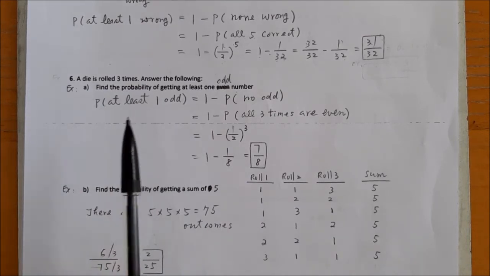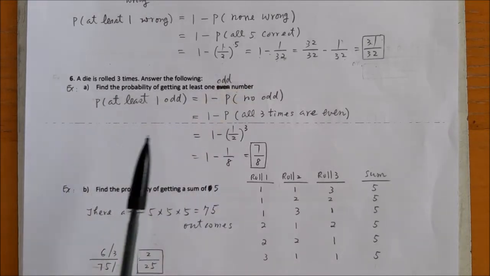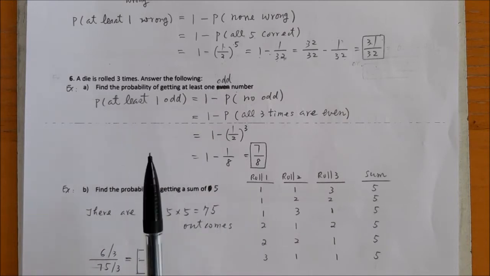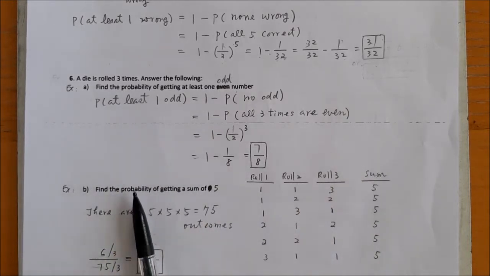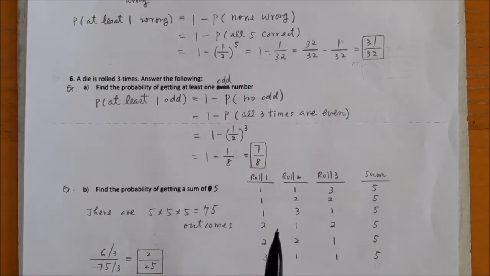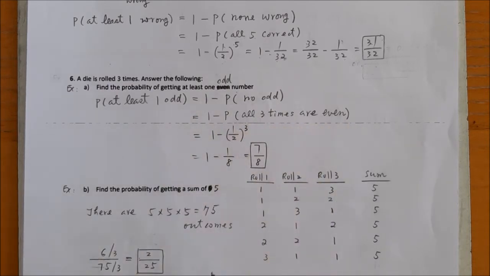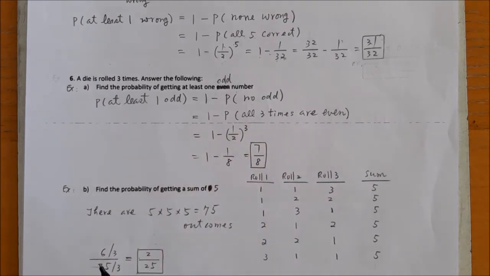So when you roll, probability of at least one odd is equal to, because you roll 3 times, at least one odd or 2 odd or 3 odd is equal to 1 minus probability of no odd number showing up. So it's no odd, that means all the 3 times are even numbers. So it's 1 minus probability all 3 times are even.